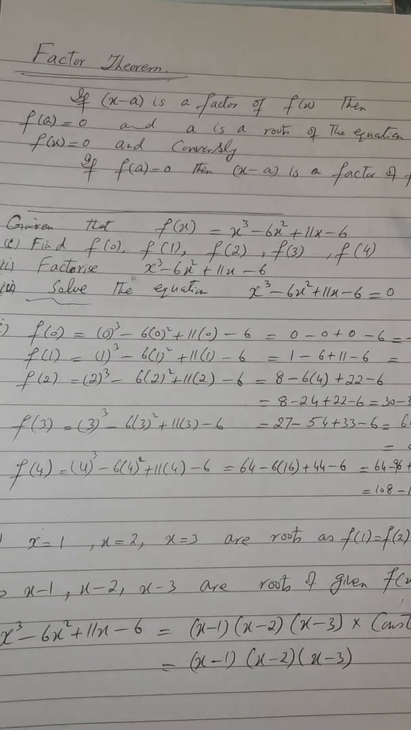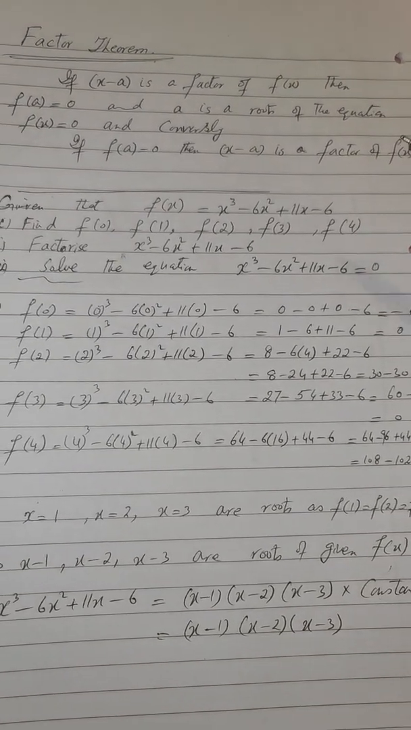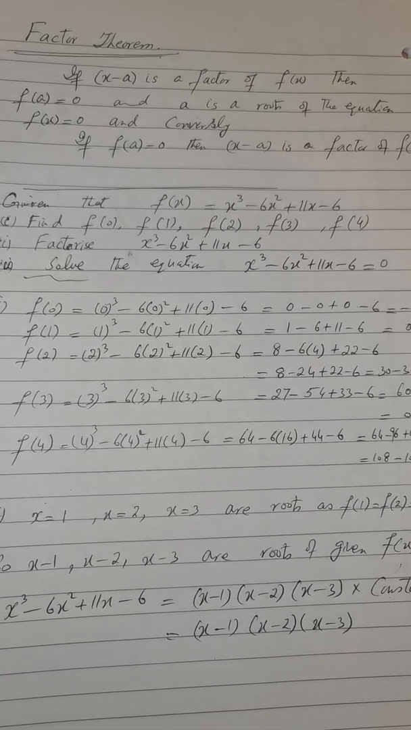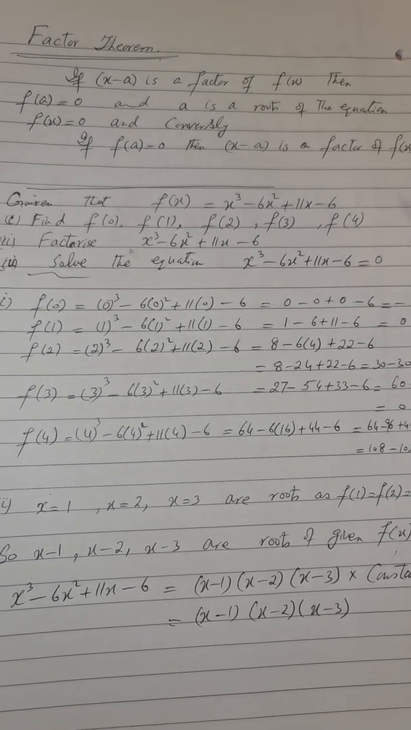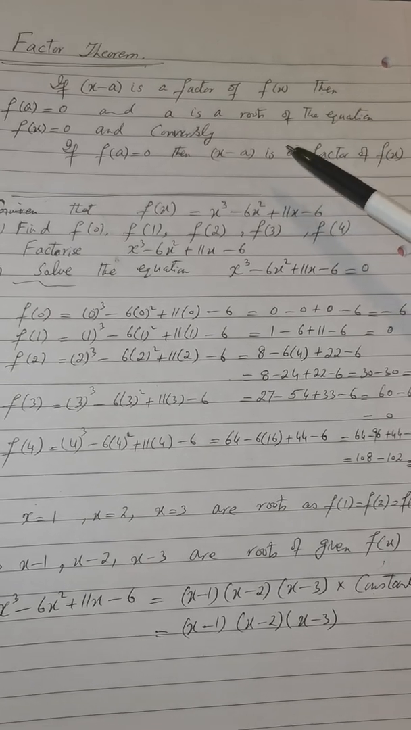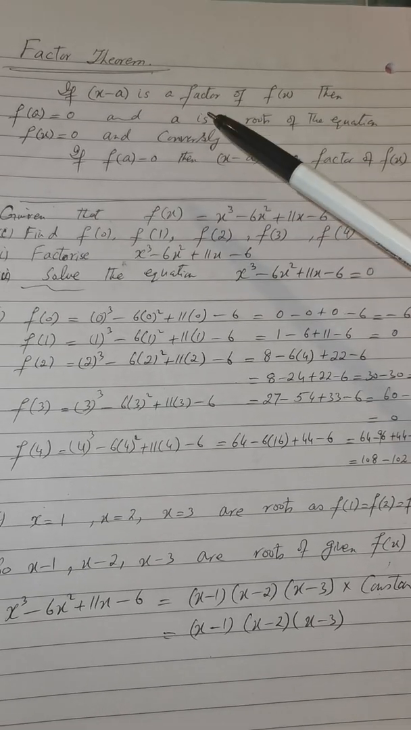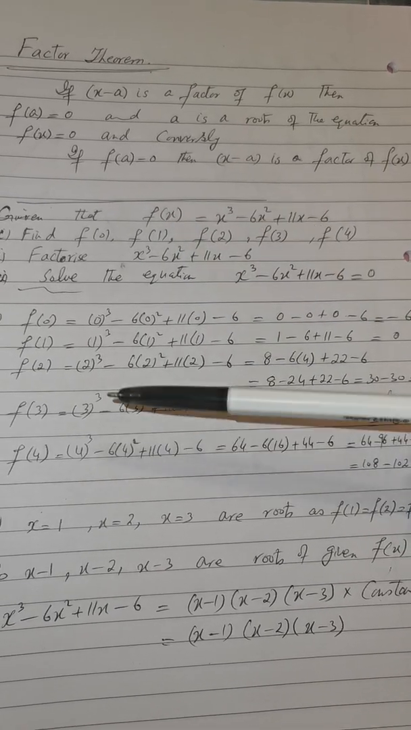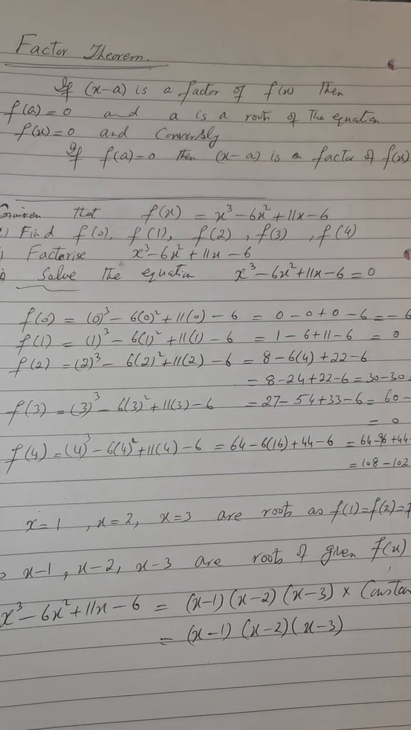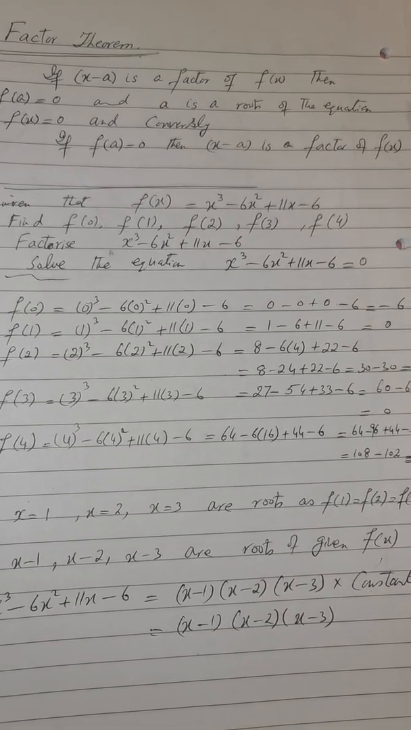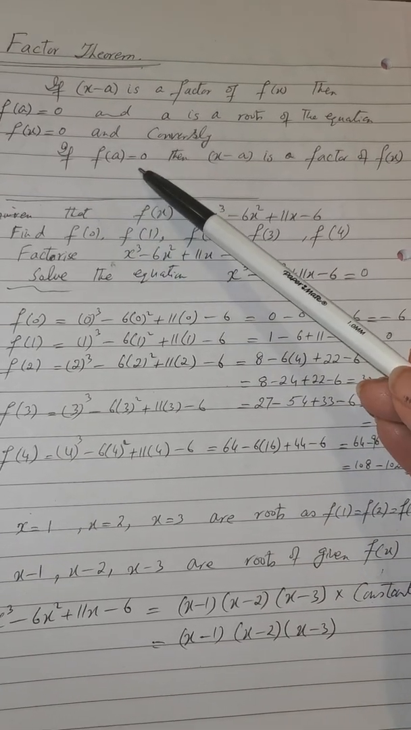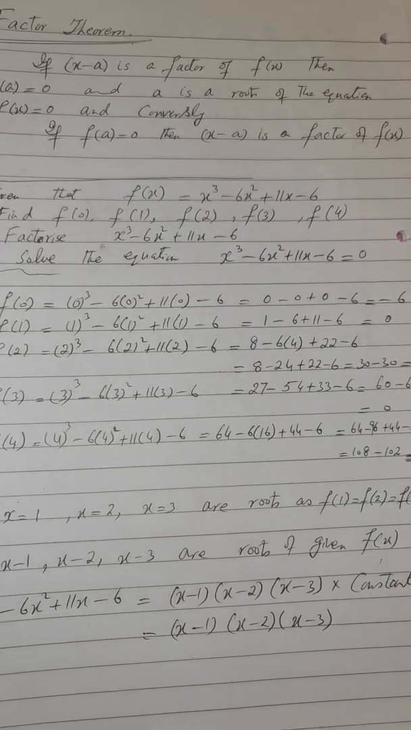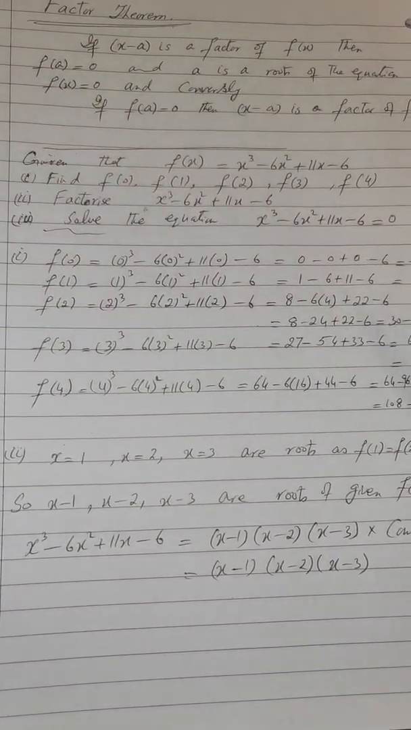So whenever they ask you in an exam, define factor theorem, or what is the statement of factor theorem, then you have to write only these 4 lines. If x minus a is a factor of f(x), then f of a is equal to 0 and a is the root of the equation. And conversely, if f(a) is equal to 0, then x minus a is a factor of f(x). They can ask you a question like that.